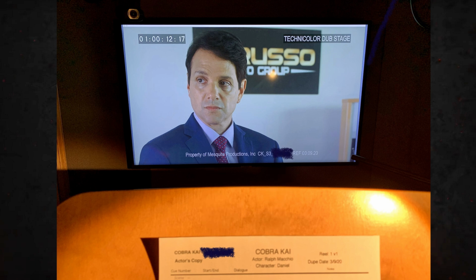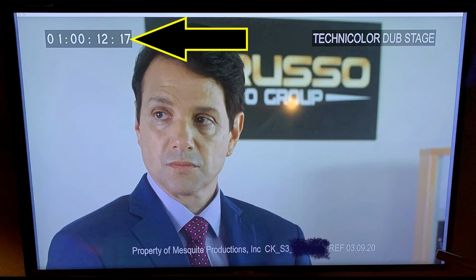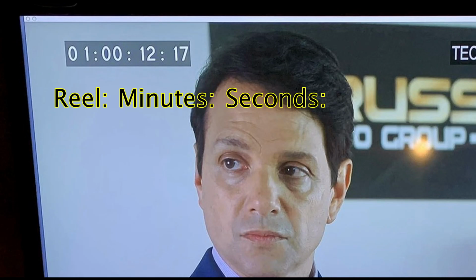Now, what information can we garner? Well, there is this. Now, this is essentially the timestamp. It's where the picture is in this episode. It can be a little tricky to read, even I was unsure. Traditionally, it would be broken down to reel, minutes, seconds, frames. Now, since it's digital, are they still using reel? Does this one mean hour or reel?